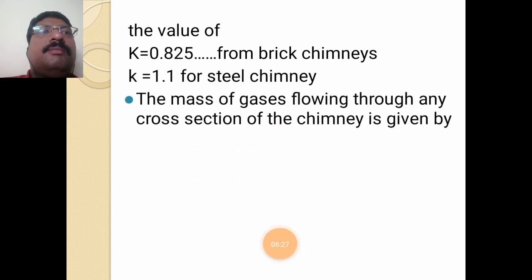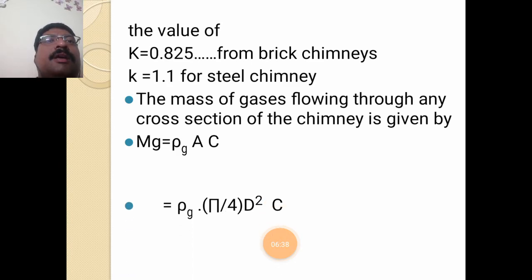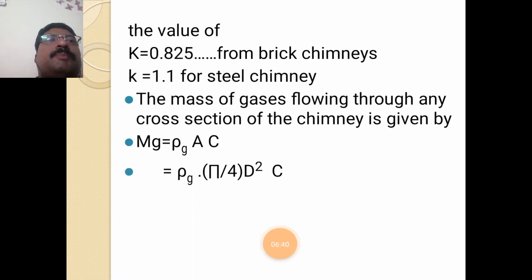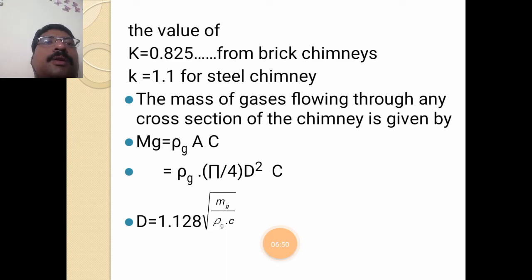The mass of gases flowing through the cross section of the chimney is given by mg is equal to rho g into A into C, where the area is pi by 4 d square. If we calculate d, the value is obtained as 1.128 into square root of mg by (rho g into C). That is the formula to determine the diameter of the chimney.